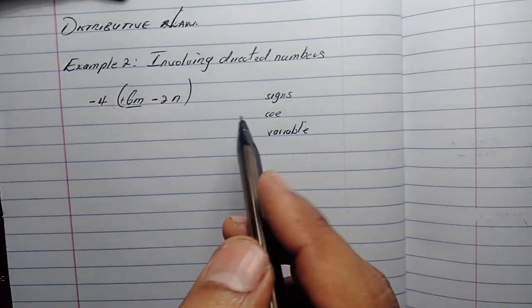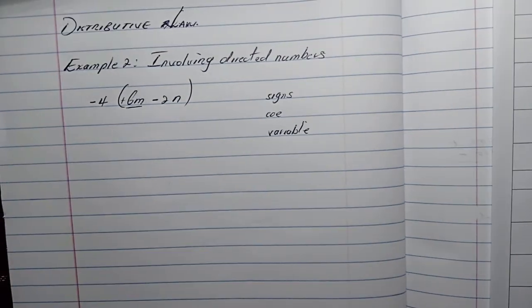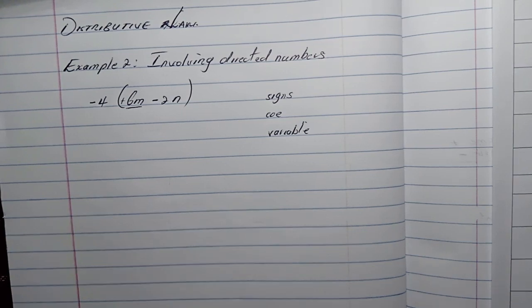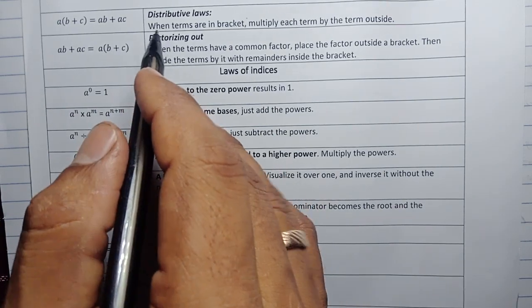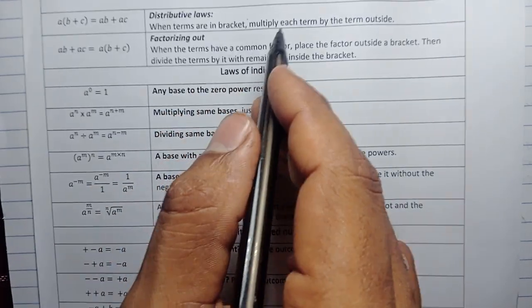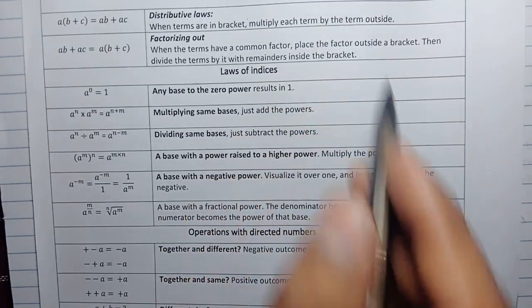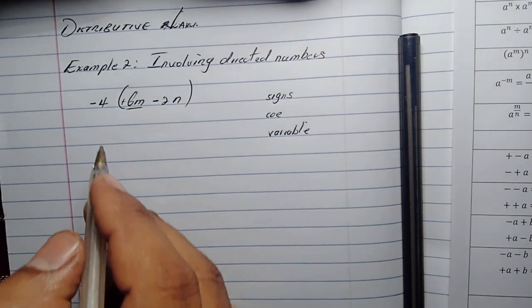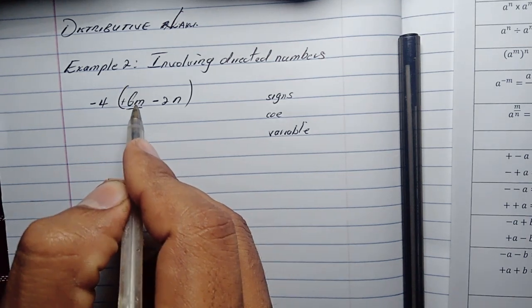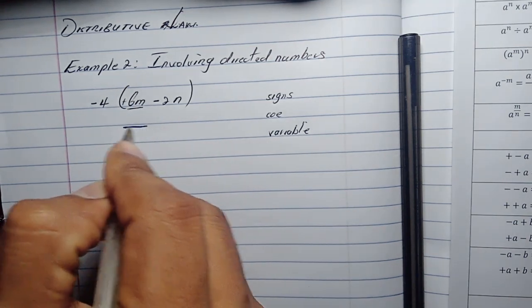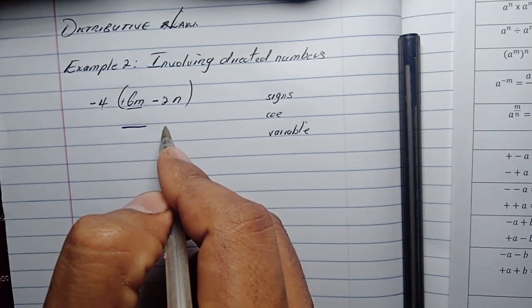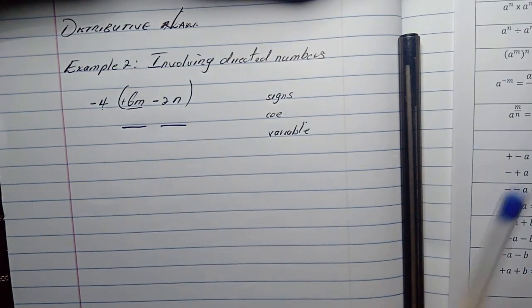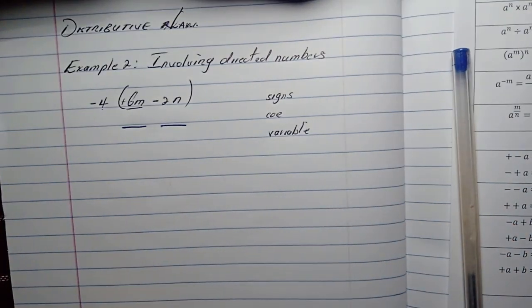So let's just remind ourselves what we have to do when we're applying the distributive law. When terms are in brackets, we multiply each term by the term outside. So we're multiplying the term outside to the first term as usual. We put our answer right there. Next, we multiply the term outside to the second term, and we put our answer right there.